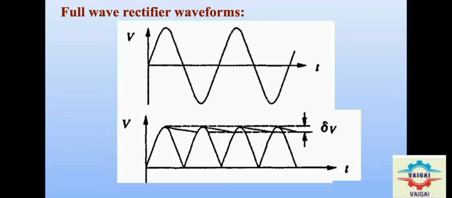During the positive half cycle, diode A conducts. During the negative half cycle, diode B conducts. Therefore, for both the positive half cycle and negative half cycle, we get the rectified voltage. The difference between charging and discharging is represented as delta V. It is the positive half cycle and it is the negative half cycle. During the negative half cycle also, diode B conducts and the voltage is rectified.